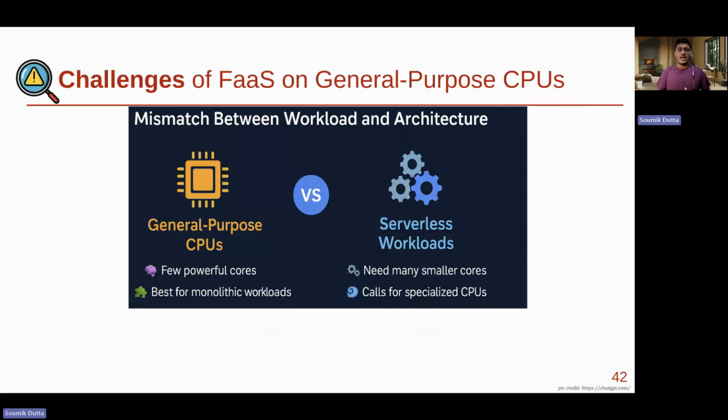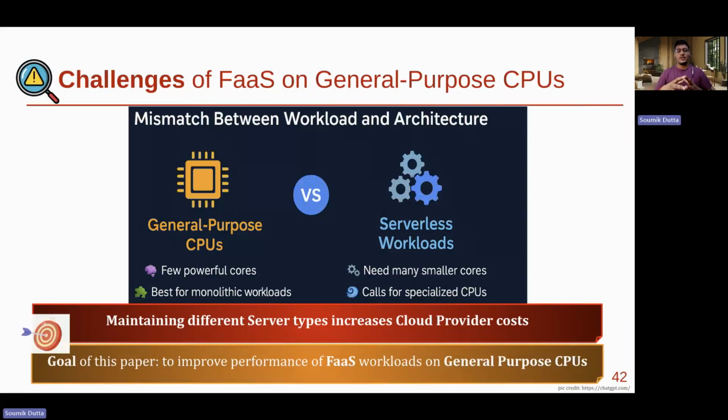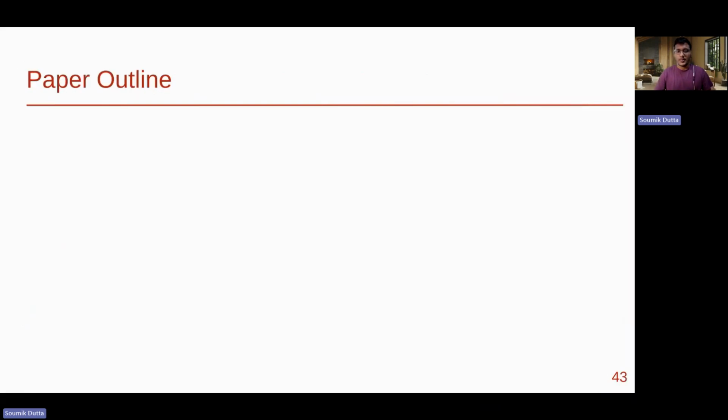So let's understand the challenges for this. General-purpose CPUs have a few powerful cores, which are best suited for running monolithic applications. For serverless workloads, we need many smaller cores, and this needs a specialized CPU. But from the cloud providers' perspective, maintaining different server types increases the cost. So the goal of this paper is to improve the performance of FaaS workloads on general-purpose CPUs.